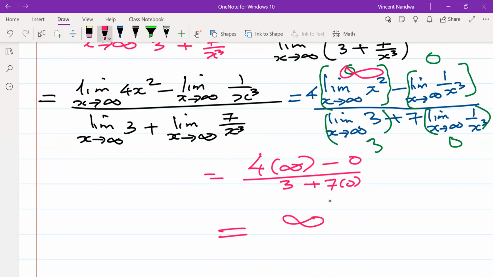Yeah. So this will be infinity. So infinity minus 0 still remains to be infinity. And then 3 plus 0 is just 3. So a very, very large number, if you divide by 3, what do you get? A number which is very, very big. If you divide by 3, say 1 trillion divided by 3, what do you get? Yes, it's still another number which is very large, okay?